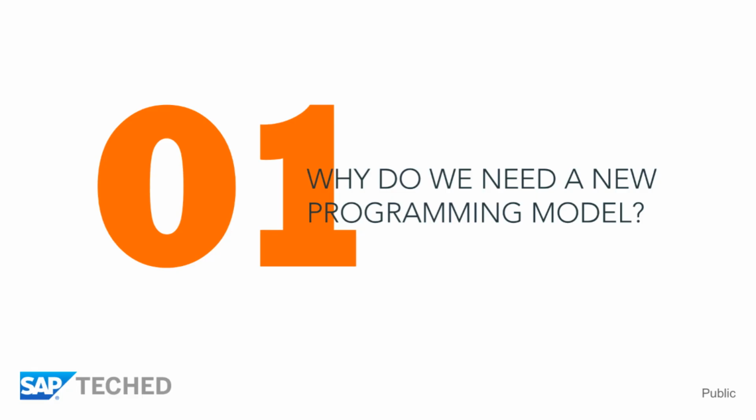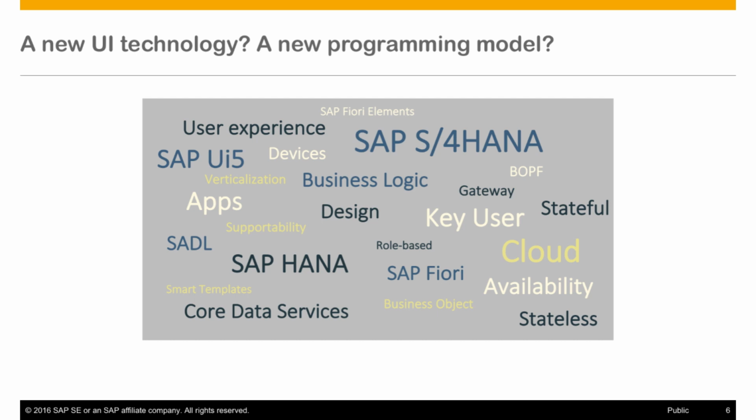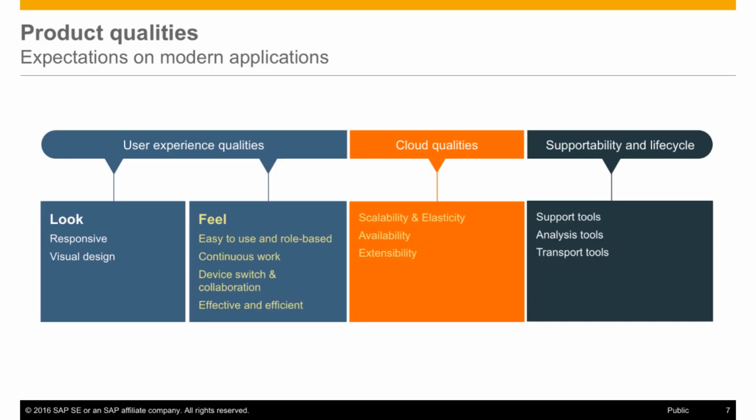So, why do we need a new programming model? If we discuss Fiori applications, a lot of buzzwords are going around, like HANA, stateless, what about smart templates, Fiori elements and all that stuff. What we are going to do today in these 2 hours is we will go in a structured way through this topic and start with the requirements which we want to discuss. The requirements are basically the qualities of the product, that means the applications we want to create for S/4HANA, Fiori applications. We can cluster them into 3 parts.